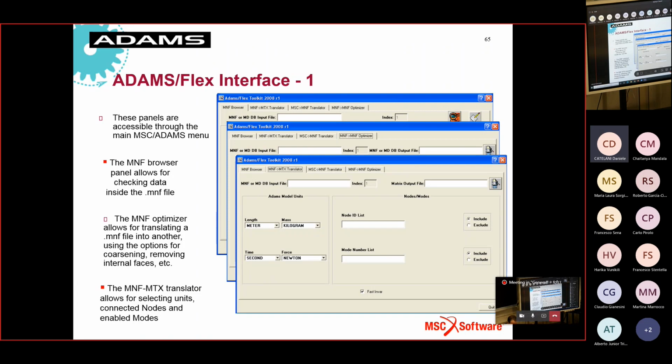Okay, remember the following: Adams never fails with a flexible body if the flexible body is made with the right information. If Adams fails with a flexible body, the defect is in the MNF content, which is something that you get from finite element analysis. So when you have a flexible body which doesn't work, you have to go back to the finite element code.